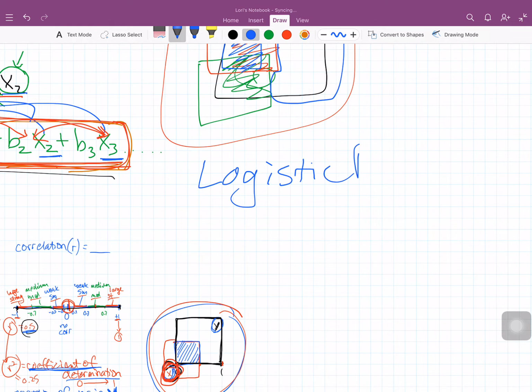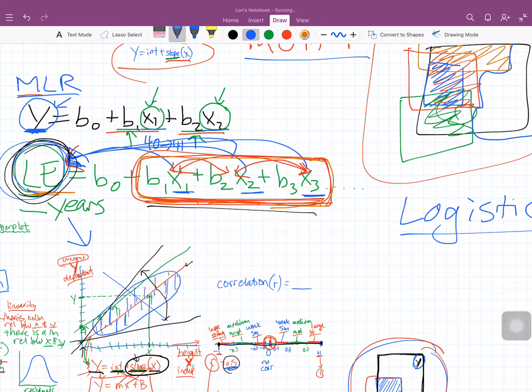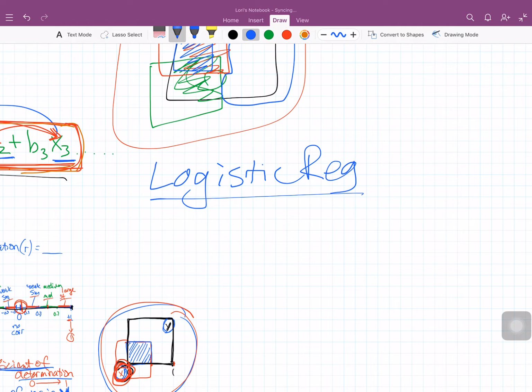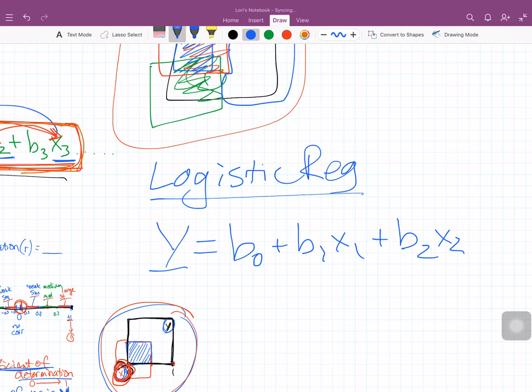Logistic regression. Now, with logistic regression, that looks very similar to what we were doing here with multiple linear regression, except that with logistic regression, the main idea to remember is that this outcome variable, this y, is a dichotomous variable. So I'm going to draw the equation here again. Y equals beta 0 plus beta 1 times x1. And then we'll just do it with two variables. We'll do beta 2 times x2.